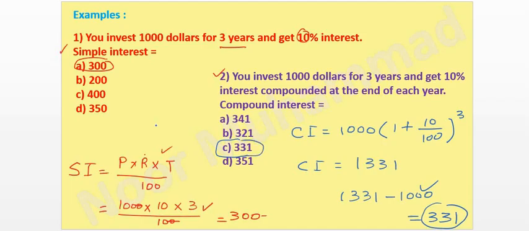This shows that as you compare this one and this one, same amount was deposited for 3 years. Here same amount, same is the rate of interest, but in case of compound interest we got more value. We got $331, and here we got only $300. So this is the best example to understand the difference between the compound and the simple interest.